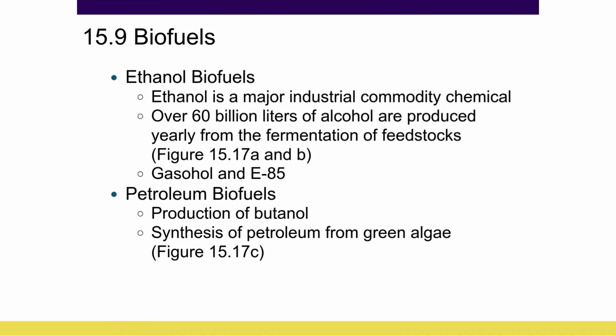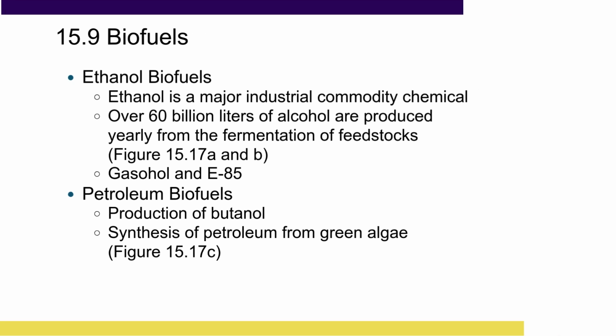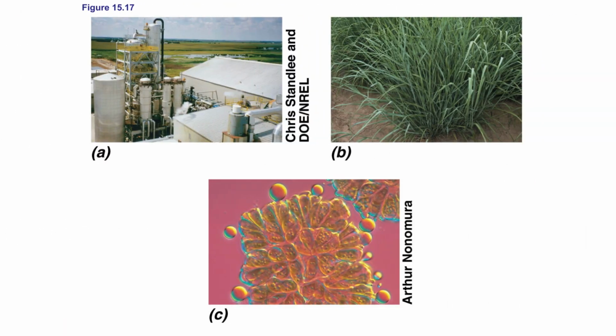Over 60 billion liters are produced yearly from the fermentation of agricultural feedstocks like corn and sugarcane, as shown in figures 15.17a and b. This ethanol is blended with gasoline to create gasohol or used in higher concentrations in fuels like E85. The field also includes petroleum biofuels, which involves the microbial production of alternatives like butanol. Another exciting area is the synthesis of petroleum-like compounds directly from green algae, which is depicted in figure 15.17c. Figure 15.17 shows images related to biofuel production, including a field of feedstock and an algae biofuel reactor.